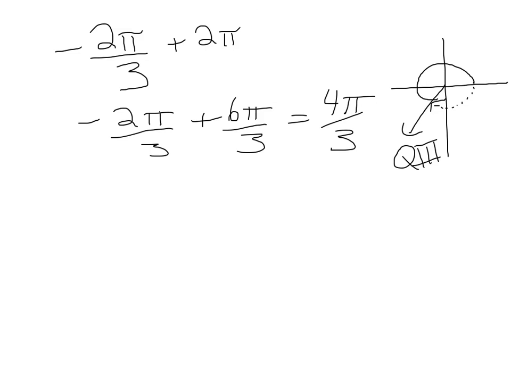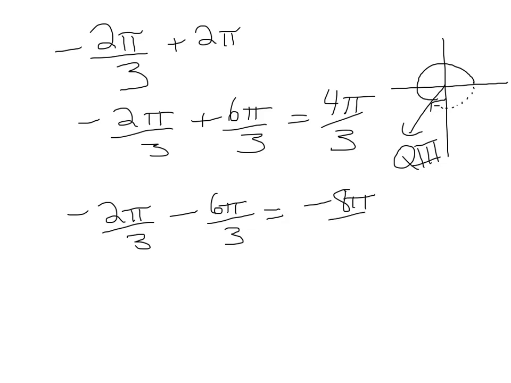Let's find a negative coterminal angle. To find a negative coterminal angle, we will need to subtract 2 pi, again with a common denominator. So we'll write 6 pi by 3. Negative 2 pi by 3 minus 6 pi by 3 will give us negative 8 pi by 3. All of these angles represent where this terminal arm lies.